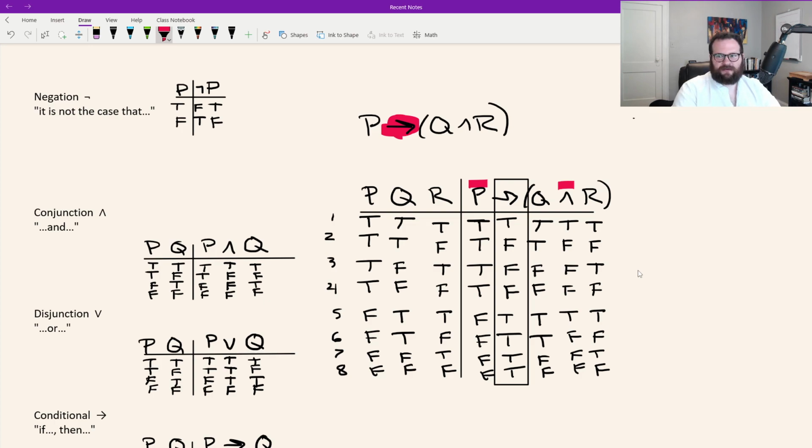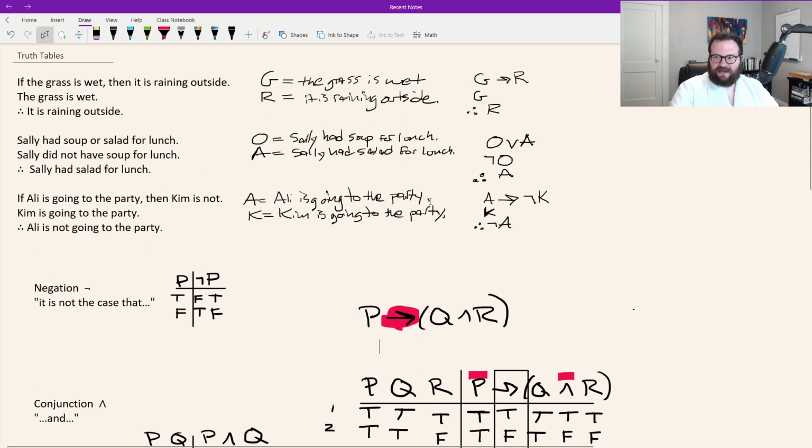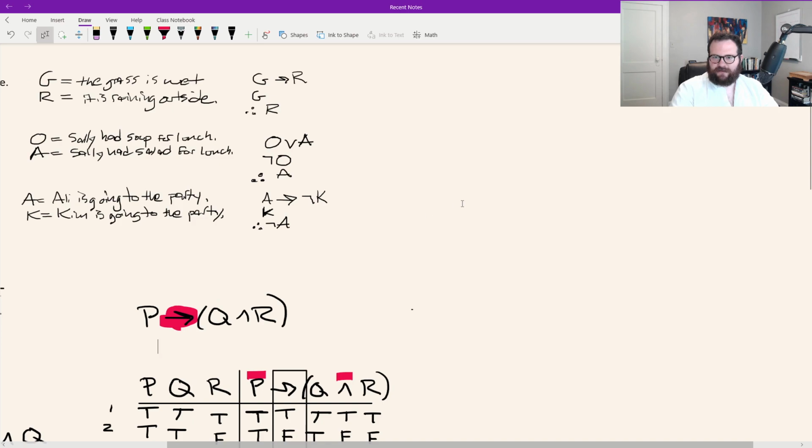Why do we want to do this? What's the purpose of making a map of all of the possible truth combinations for these things? Well, it's because we can use this tool to assess validity. Let's do that now with these arguments we saw earlier. Okay. So let's do argument number 1. If G, then R. G, therefore R.